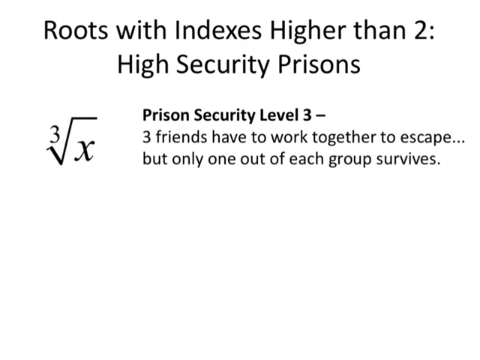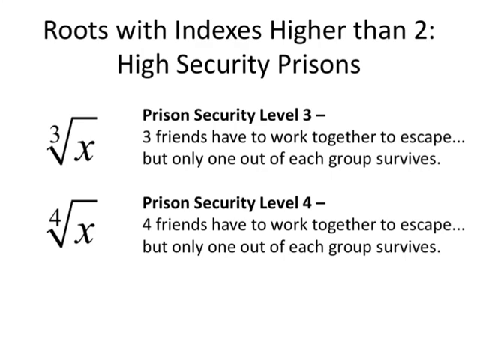So we've got to do something a little different. Since it's a higher security level prison, you need 3 friends that have to work together to escape, because there's more guards, there's more security, and so they're going to have to work a little harder to be distractions and get out of prison. But still, only 1 out of each group survives, and you'll see why in a minute. So in this one, you see that it's a 4th root, and a 4th root is a 4th level security prison, and so 4 friends are going to have to work together. These are getting to be the really, really bad guys.